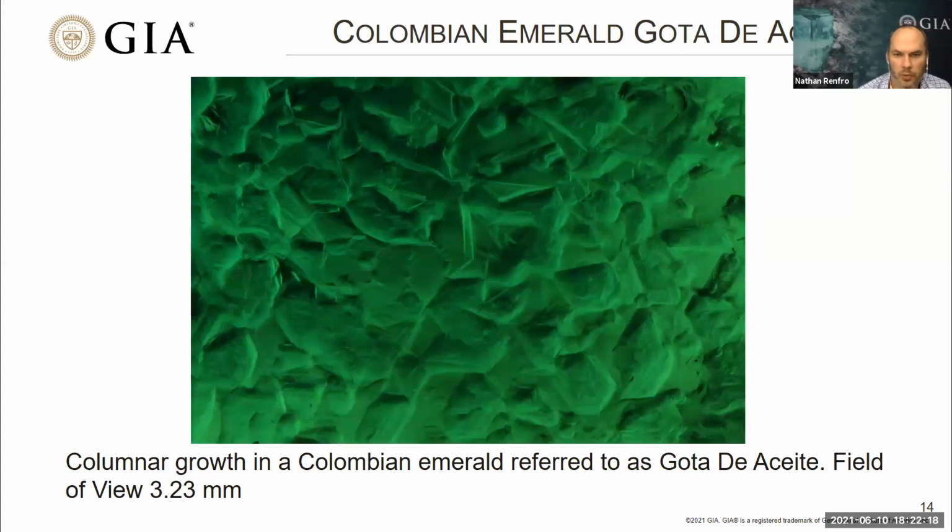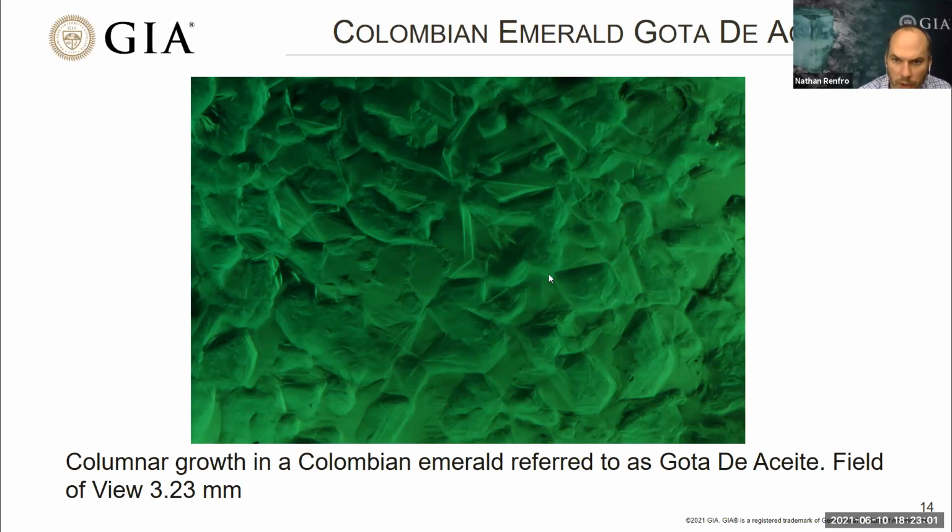In Colombian emeralds, we occasionally see this type of growth structure, which we refer to as Gota de escate. You all probably know that this means a drop of oil, or it has this sort of roiled or turbulent look about it. We see this in areas in Colombian emeralds where there's rapid columnar growth. What you see here, these prismatic structures, are when we're looking down the optic axis of the emerald crystal, and these little structures represent changes in the trace element chemistry of the nutrient solution.